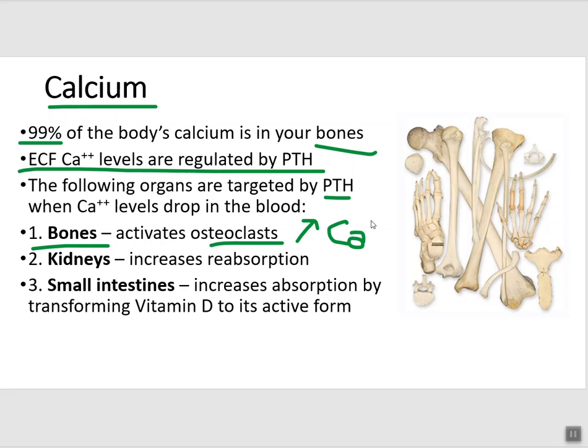The kidneys will also get the signal. Calcium has a 2+ charge, by the way. That will cause the kidneys to reabsorb more of the calcium in the nephrons. The small intestines will also take the vitamin D that was activated by the kidney and use it to absorb more calcium. The net result is we raise our calcium levels. When the calcium levels reach the optimum, PTH turns off.